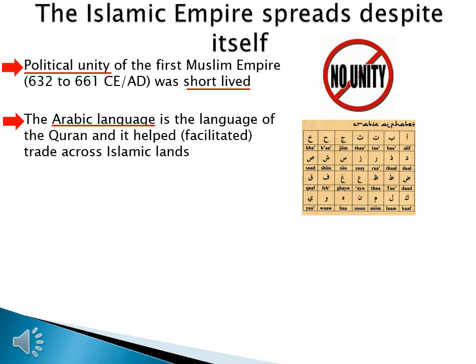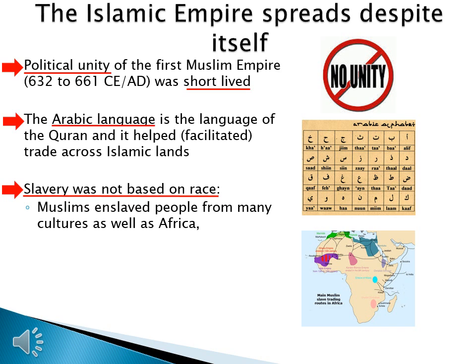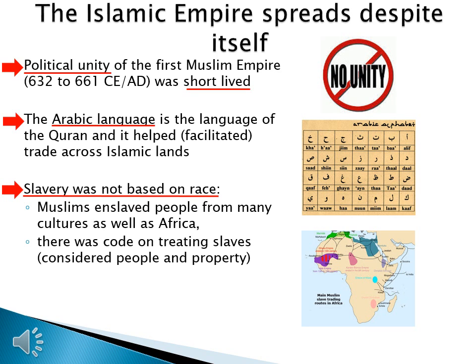There's also something to do with slavery. Slavery was not based on race. Muslims enslaved people from many cultures as well as Africa, but Muslims treat slaves differently. There is a code on treating slaves. They are considered people and property. In fact, freeing slaves was considered a virtuous act. Go to the next slide.